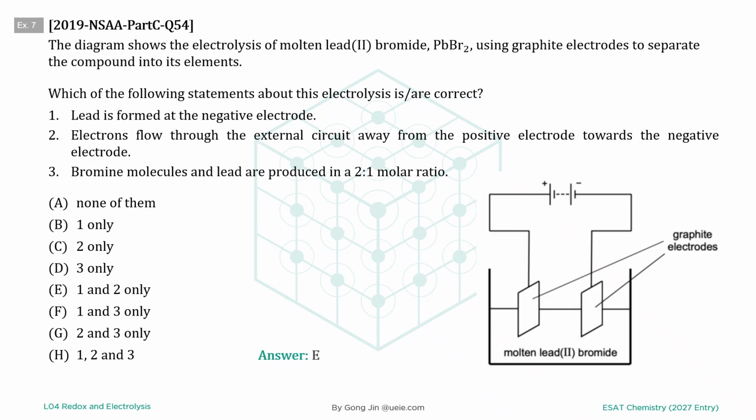Statement 3. Write the half equations. At cathode, one lead-2 ion gains 2 electrons to produce one lead atom. At anode, 2 electrons are released by 2 bromide ions, producing 1 bromine molecule. So the molar ratio of bromine molecules and lead is 1:1, not 2:1. Statement 3 is incorrect.